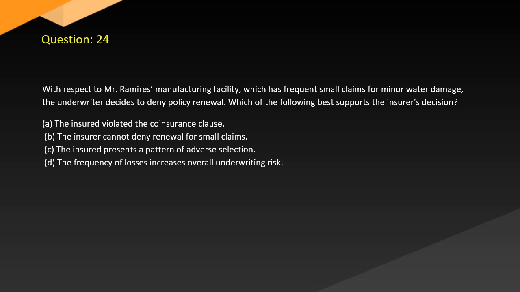Question 24. With respect to Mr. Ramaya's manufacturing facility, which has frequent small claims for minor water damage, the underwriter decides to deny policy renewal. Which of the following best supports the insurer's decision? A. The insured violated the coinsurance clause. B. The insurer cannot deny renewal for small claims. C. The insured presents a pattern of adverse selection. D. The frequency of losses increases overall underwriting risk.